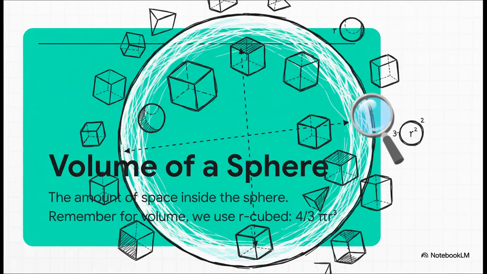And what about the space inside? The volume? The formula for that is 4/3 pi r cubed. And here's the small tip. Remember, area is a 2D measurement, so it uses r squared. Volume is a 3D measurement, so it uses r cubed. It's a neat little trick to double-check your formula in an exam.